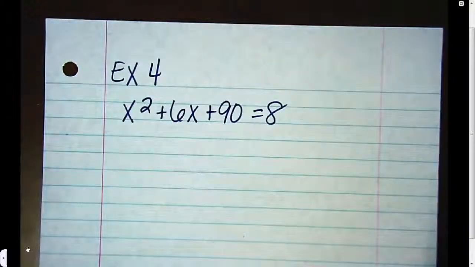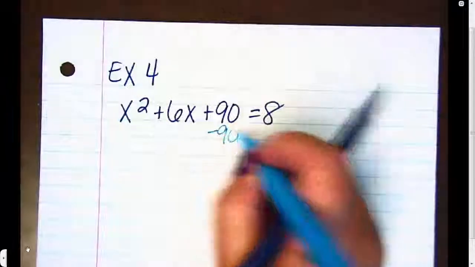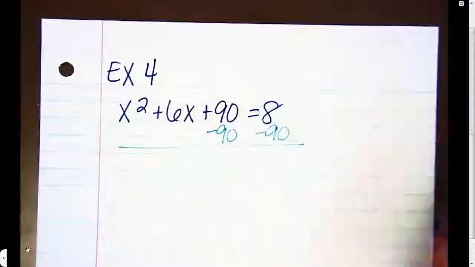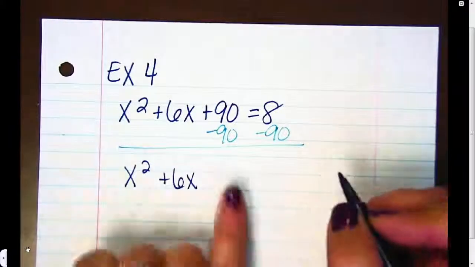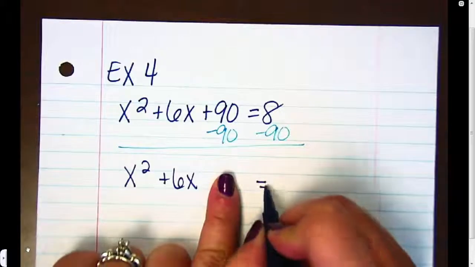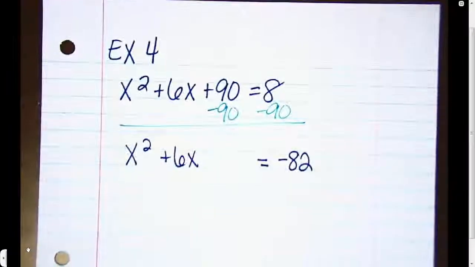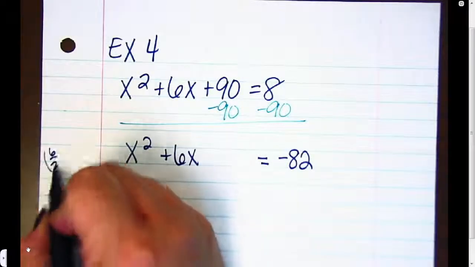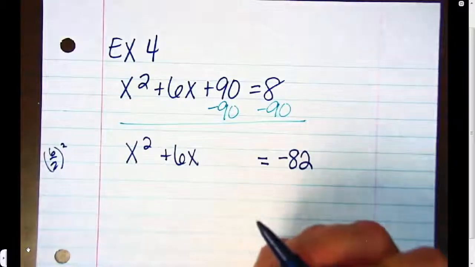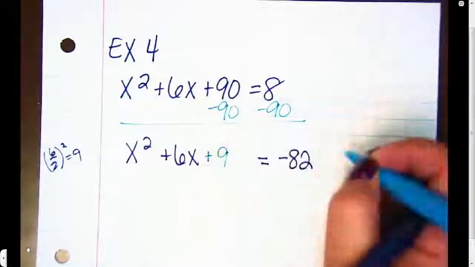Example 4. We still do the same step. Move the 90 to the other side. Leave yourself a space. And then proceed like we did on those other problems. Take half of 6 squared. Half of 6 is 3. 3 squared is 9. So we're going to add 9 to both sides.